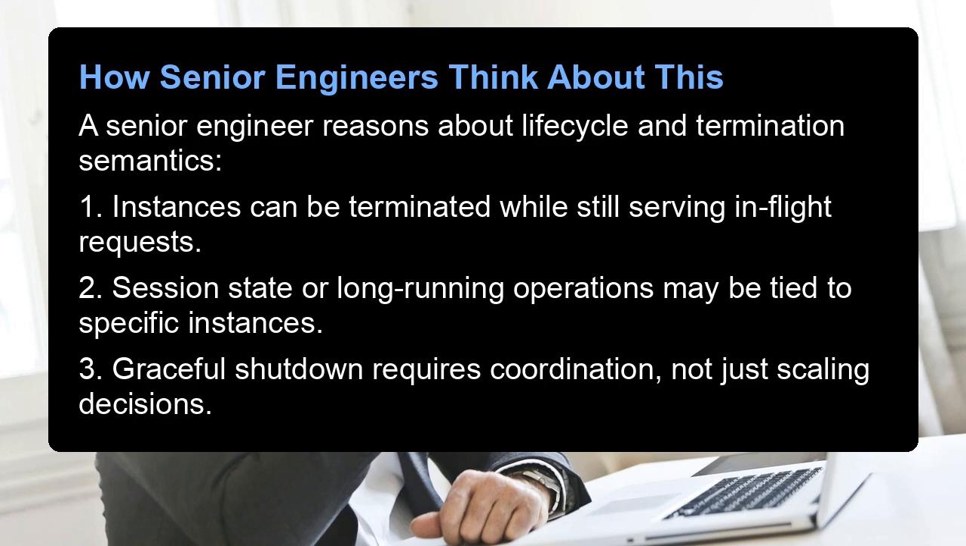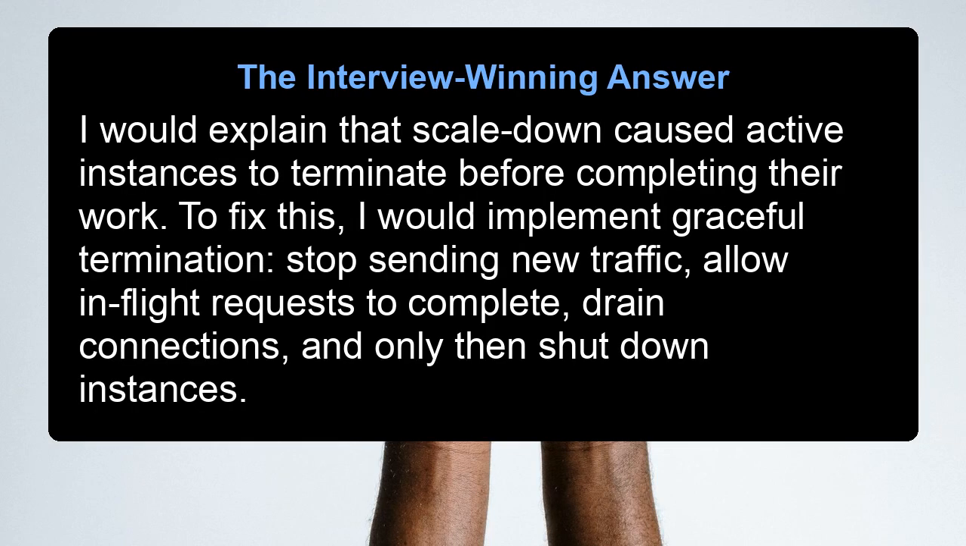1. Instances can be terminated while still serving in-flight requests. 2. Session state or long-running operations may be tied to specific instances. 3. Graceful shutdown requires coordination, not just scaling decisions. The interview-winning answer. I would explain that scale down caused active instances to terminate before completing their work. To fix this, I would implement graceful termination: stop sending new traffic, allow in-flight requests to complete, drain connections, and only then shut down instances.